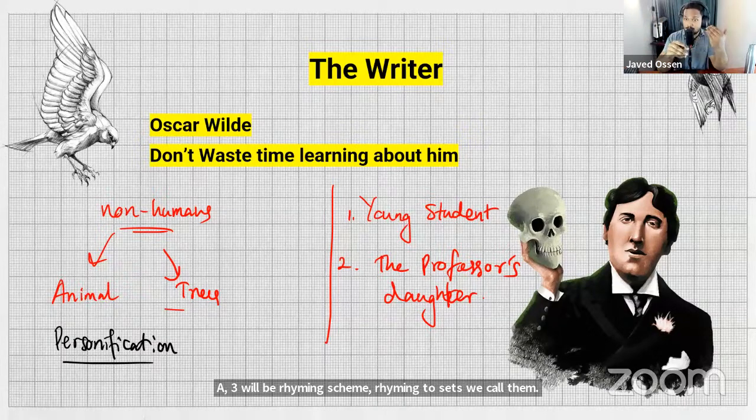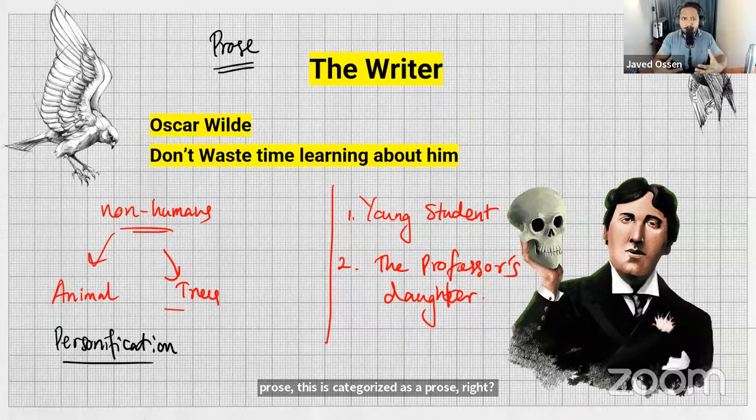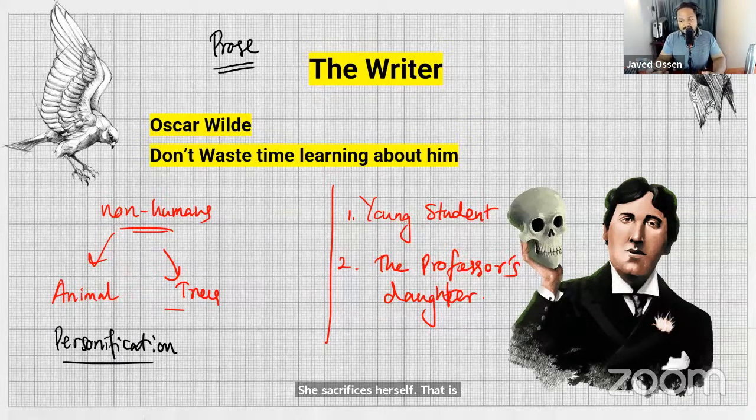But in this short story, in this prose, this is categorized as a prose, right? In this prose, the nightingale is really behaving like a human. She has human emotions. She behaves like a human. She sacrifices herself. That is crazy. So there's another technique here.